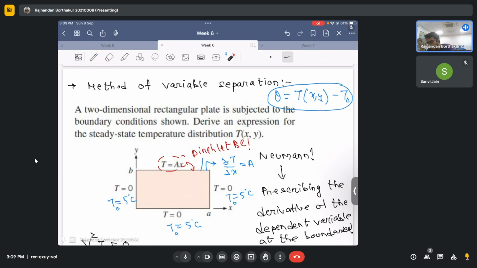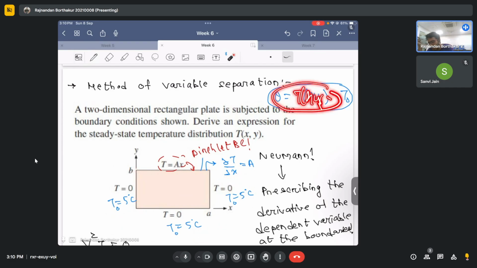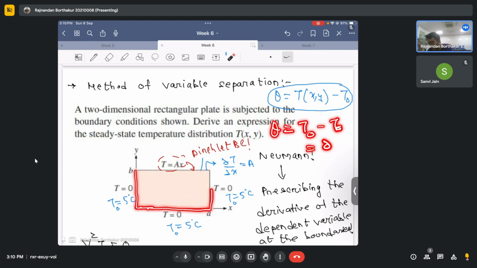Now, instead of evaluating this T of xy, we will evaluate this theta. If we write the boundary conditions in terms of theta instead of T, we will see that theta is 0 here, theta is 0 here, and theta is 0 here. This is solely because I have taken theta as the temperature T of xy minus T naught. If I evaluate theta at this face, then T equals T naught, so theta becomes T naught minus T naught, which is 0. Similarly, the same analogy can be drawn for this and this face.